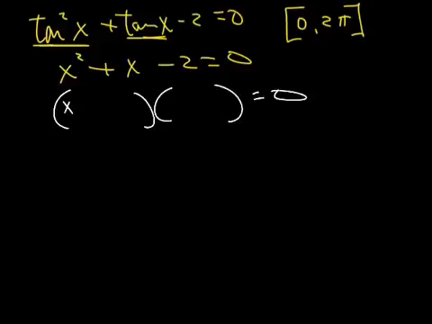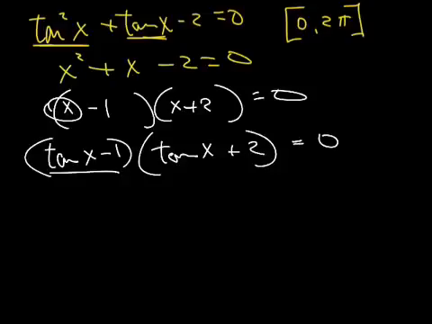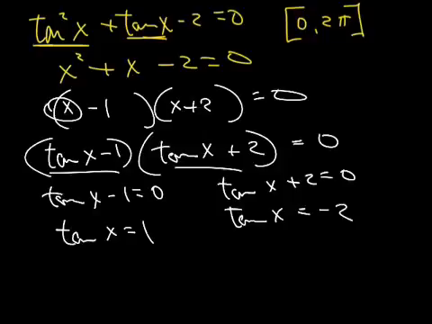So I've got x minus 1, x plus 2. And now I'm going to put my tangent back in there for x. So tangent of x minus 1. So I'm just substituting it back in. It just makes it easier to do the math when I just have an x instead of a tangent. Alright, so now I have to set each one of those equal to 0. So the tangent of x equals 1. And negative 2.